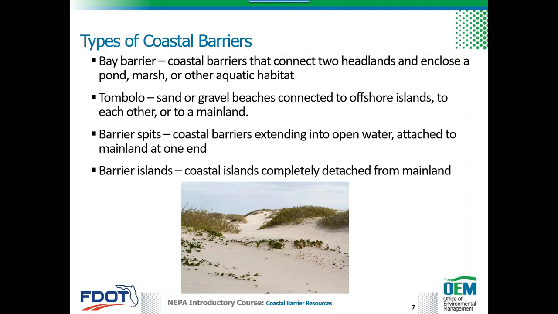Types of coastal barriers include bay barriers, coastal barriers that connect 2 headlands and enclose a pond, marsh, or other aquatic habitat. Tombolos, which are sand or gravel beaches connected to offshore islands, to each other, or to a mainland. Barrier spits, which are coastal barriers extending into open water attached to the mainland at one end. And barrier islands, coastal islands completely detached from the mainland.